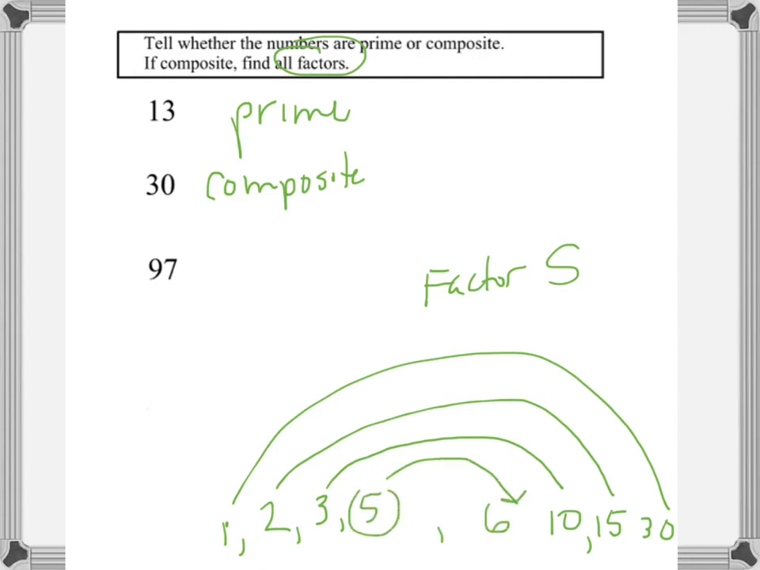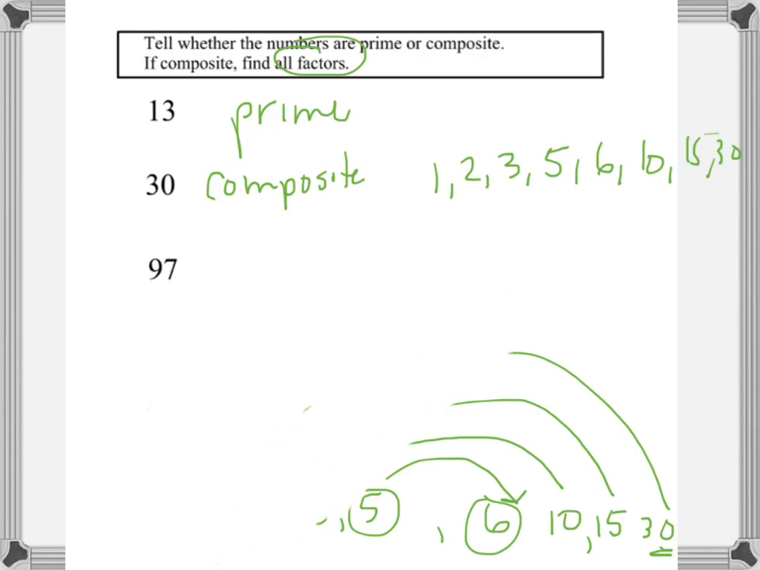As soon as the factors like 5 and 6 are right next to each other, they are consecutive integers, you know that your rainbow is done because you started at the lowest factor and the highest factor, and you worked your way inward. Okay, so the factors of 30 are 1, 2, 3, 5, 6, 10, 15, and 30. 30 has a lot of factors. Okay, then we think about 97.